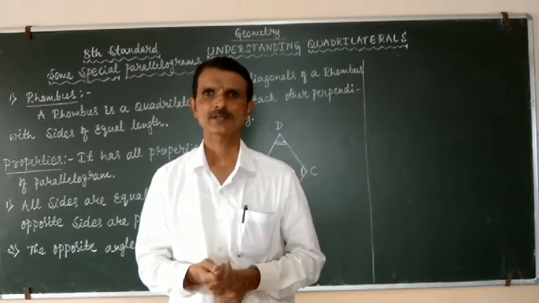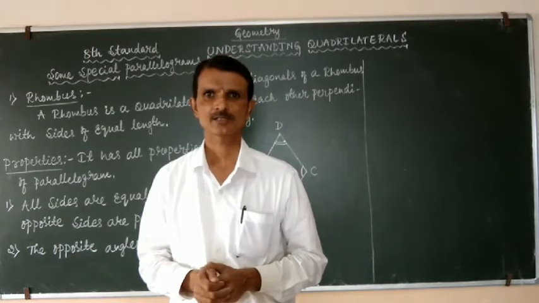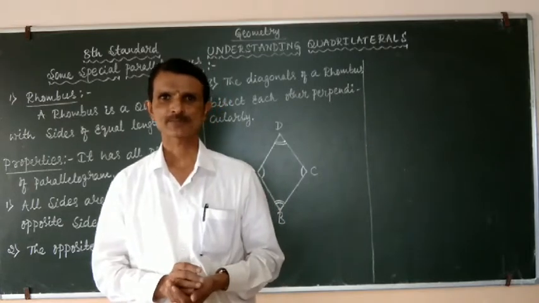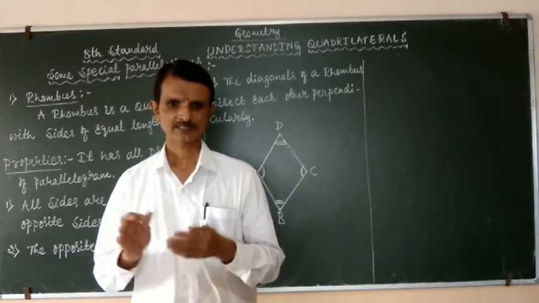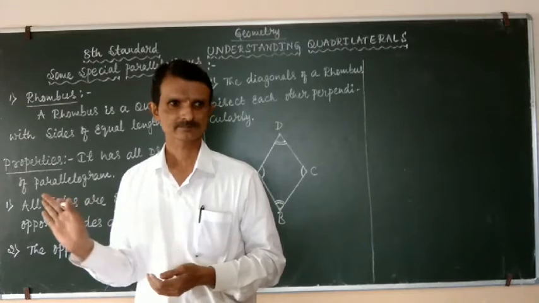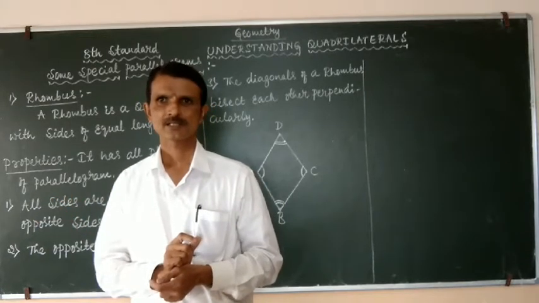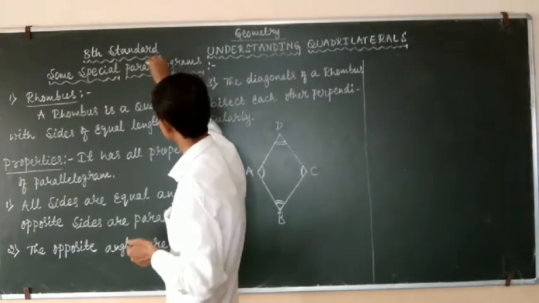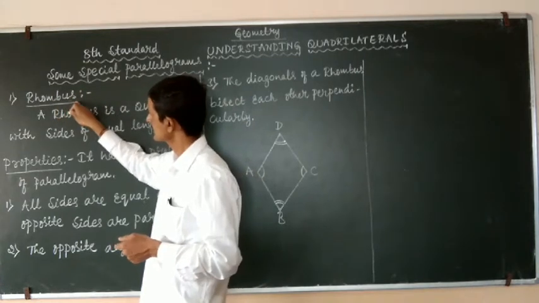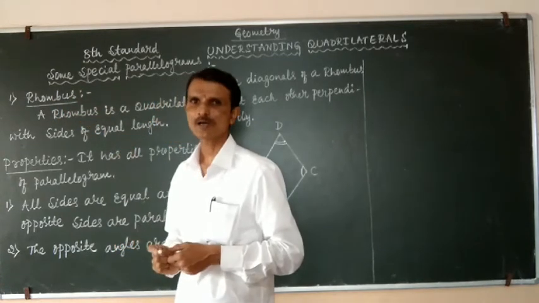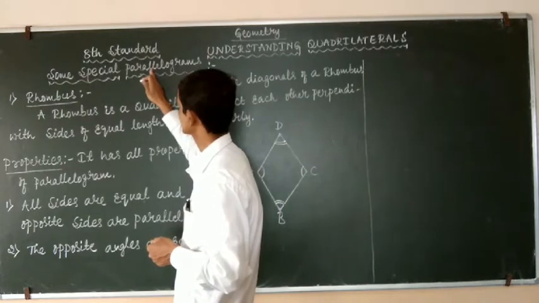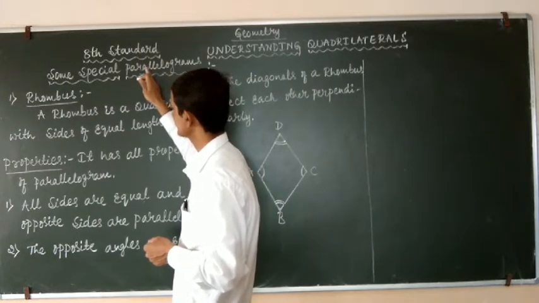Now students, we will see the first type of special parallelogram, that is a rhombus, which looks like a kite. Now we shall see the properties and definition, and the difference between the parallelogram and this special type of parallelogram, the rhombus. The rhombus is a special type of parallelogram. Therefore, it has all the properties of a parallelogram.